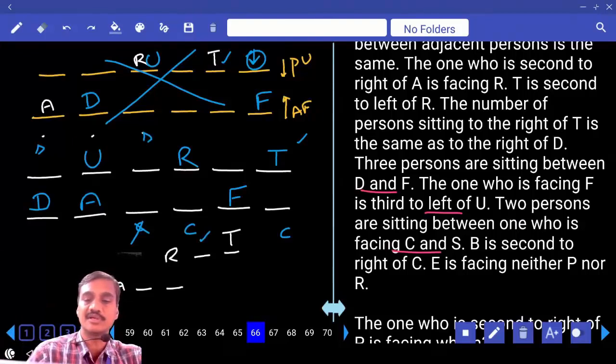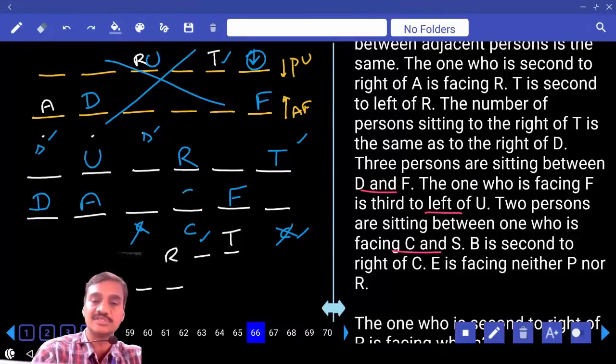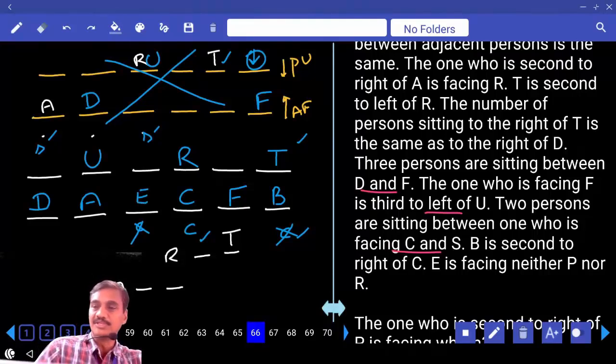And C can be here or here, S can be here or here. And B is seated second to the right of C. C cannot be here because C is seated second to the right. B is here. Now if B is here, A, B, C, D, E, F, E is at this place. Isn't it? Then B is 2 persons sitting between the one who is facing C and S.